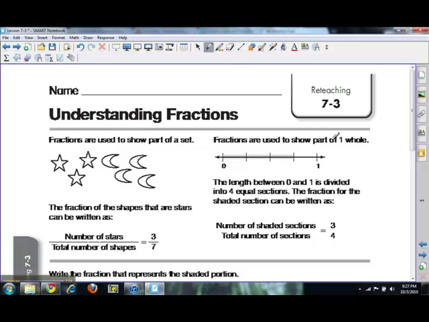So here's another one, a part of 1 whole. So this is a number line, 0 and 1. And it is broken up into 1, 2, 3, 4 parts. So there are 4 parts that this whole thing is broken into, and 3 of those 4 parts are shaded in.